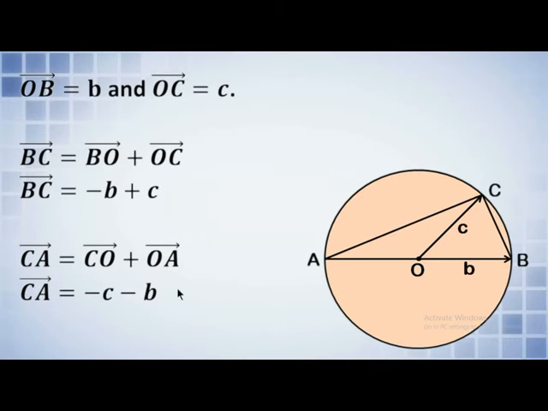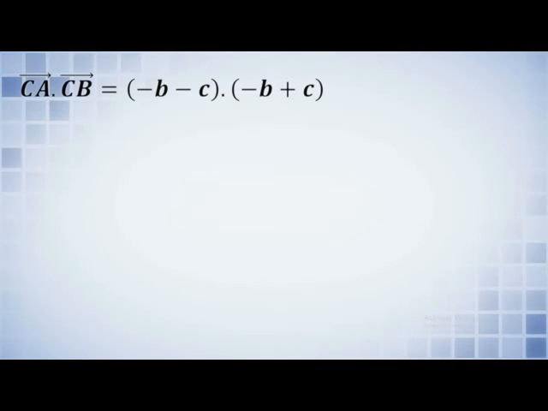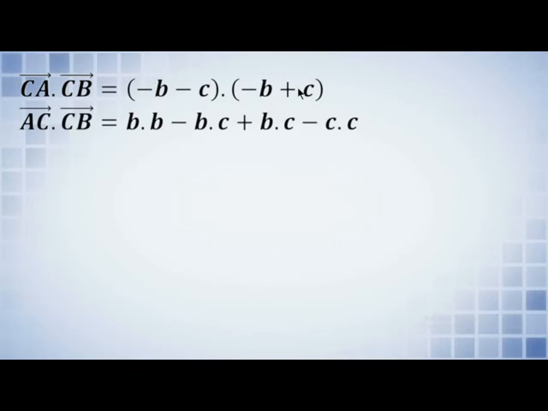Now we're going to prove that CA dot CB is equal to 0. CA dot CB is (negative B minus C) dot (negative B plus C). You just need to expand this expression. You will find B dot B minus B dot C plus B dot C minus C dot C. You can make it simpler because the middle terms cancel to 0. So CA dot CB equals B dot B minus C dot C.